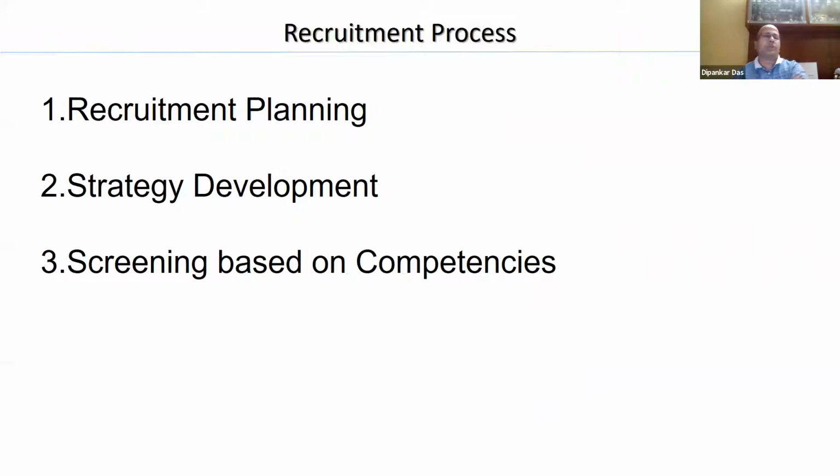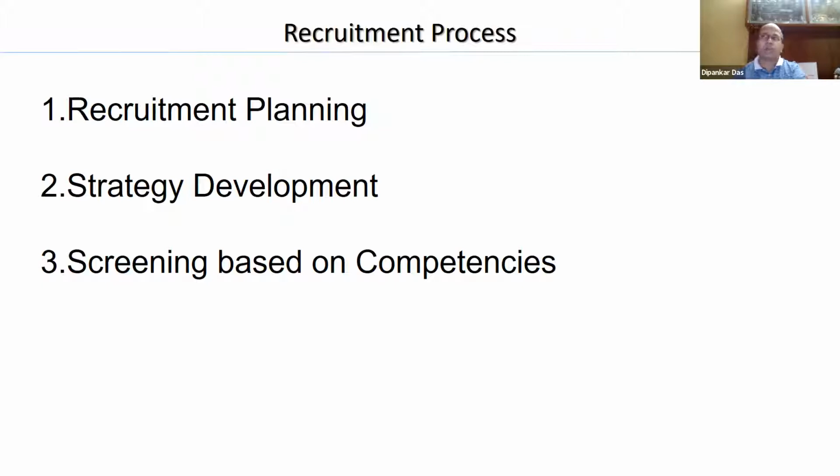So if we were to look at the basic recruitment processes, you do planning, then you have an HR strategy, you do strategy development, and then you use certain competencies or certain screening mechanisms to ensure that you are able to tap the right talent. So these are three very important parts, and recruitment. This comprises your recruitment process, and all of it has to be linked to your talent management strategy.